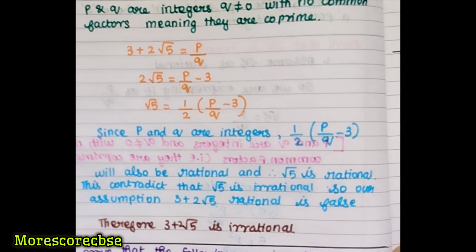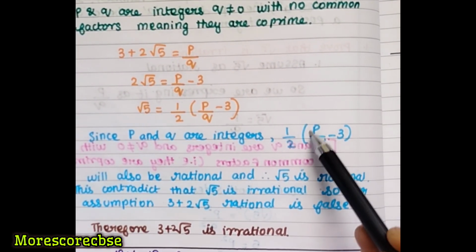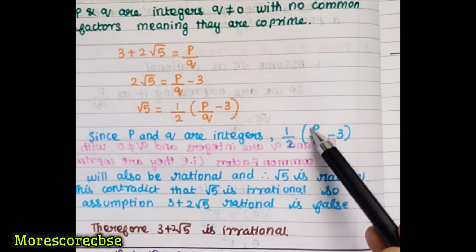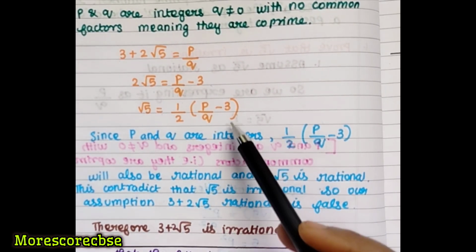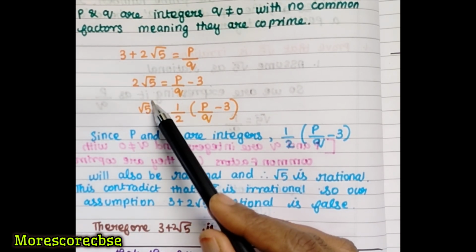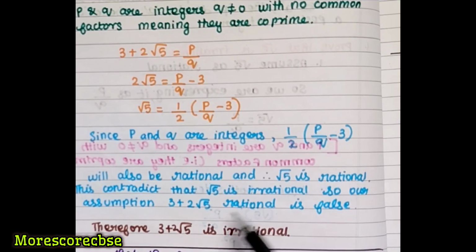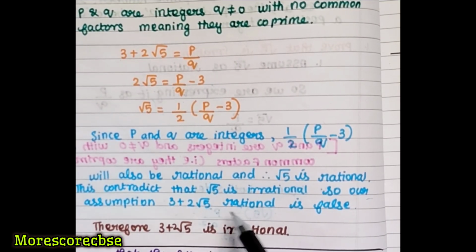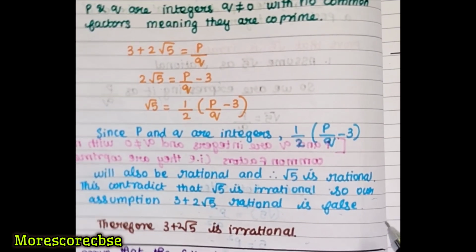So since p and q are integers, this p by q is a rational number. So if this is a rational number, then this is also a rational number, but this contradicts our assumption, right? So hence 3 plus 2 root 5 being rational is a false statement, so it will be an irrational number.